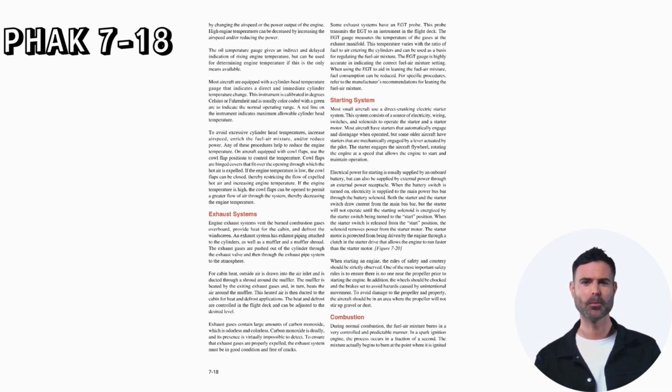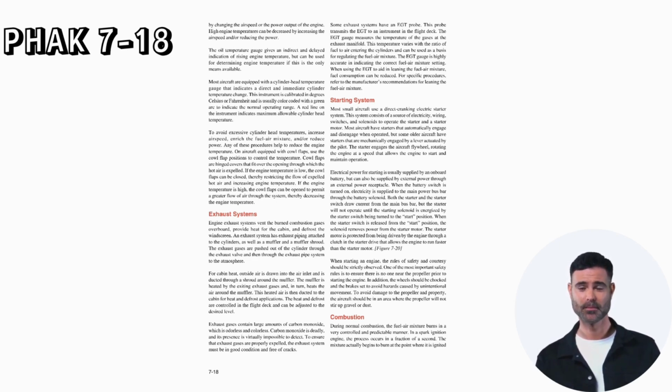On aircraft equipped with cowl flaps, use the cowl flap positions to control the temperature. Cowl flaps are hinged covers that fit over the opening through which the hot air is expelled. If the engine temperature is low, the cowl flaps can be closed, thereby restricting the flow of expelled hot air and increasing engine temperature. If the engine temperature is high, the cowl flaps can be opened to permit a greater flow of air through the system, thereby decreasing the engine temperature.